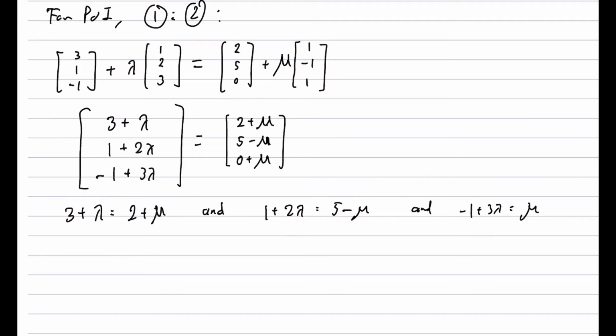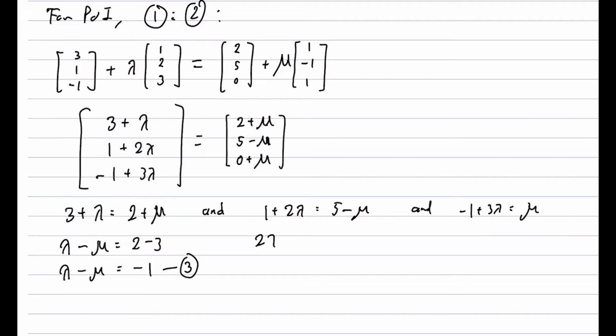Simultaneous equations, correct or not? So maybe I can rewrite it like this. Lambda minus mu equals to 2 minus 3. So lambda minus mu equals to -1, correct? Yeah. Equation 1. Okay, I already put 1, so maybe I'll call this 3.